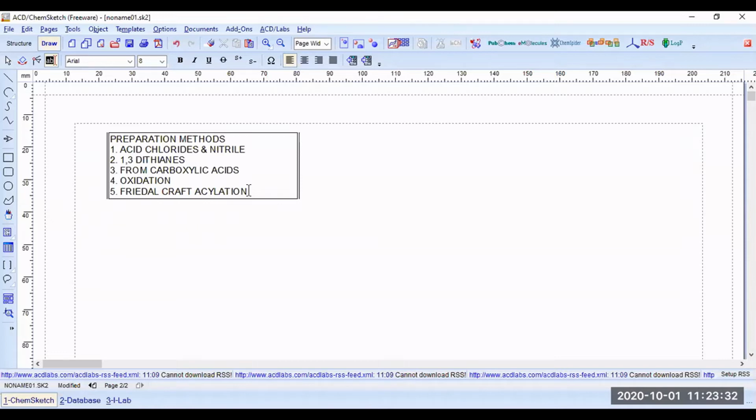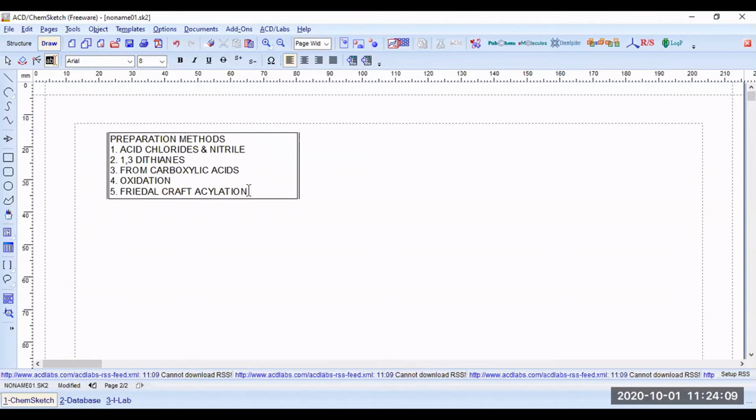acylium fragment, that is the intermediate. There our benzene electrons will be attacking, and due to hyperconjugation we are getting the compound. These are the 5 important reactions which we are going to discuss, preparation methods for carbonyl compounds. So any acid chloride or any nitrile compounds, they are the derivatives of carboxylic acids.